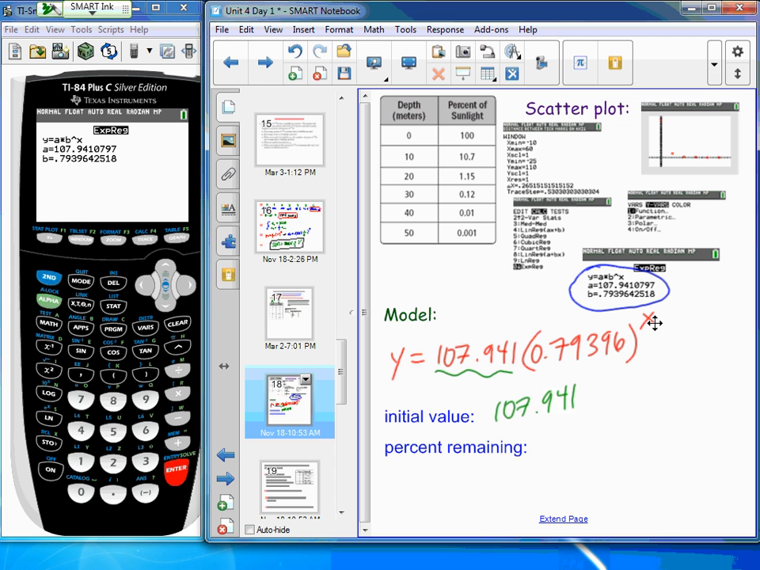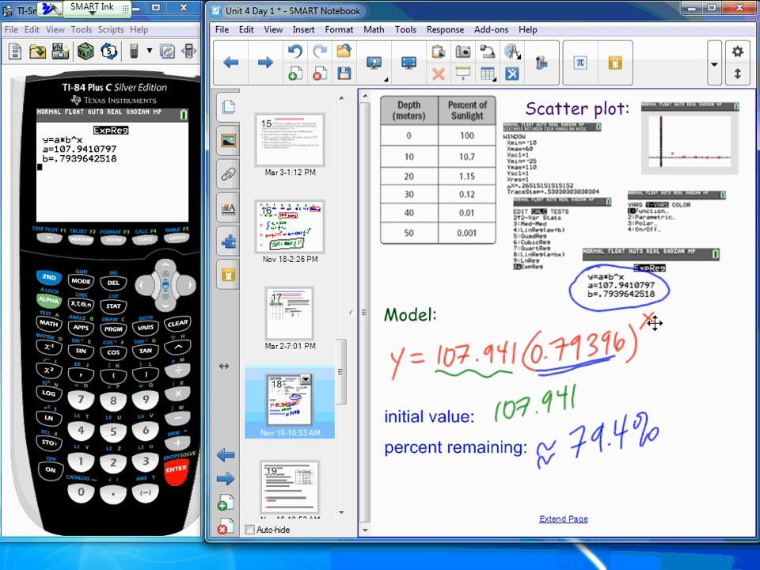The percent remaining comes from my base value. Remember, a base between 0 and 1, like 0.79, represents decay. The amount of sunlight is decreasing as your depth increases. And so we've got exponential decay. It makes sense that my base b value, my percent remaining, is between 0 and 1. So 0.7939, that would be what percent remaining?